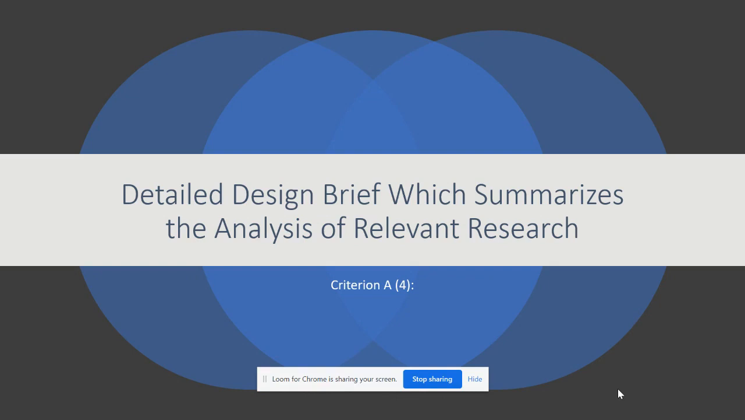Hello student, today we are going to discuss criteria A4, the detailed design brief, which summarizes the analysis of relevant research. So two keywords: design brief and summary of the research. The research you have done in criteria A1, 2 and 3, especially criteria 2 and 3, we have to summarize and prepare a design brief.